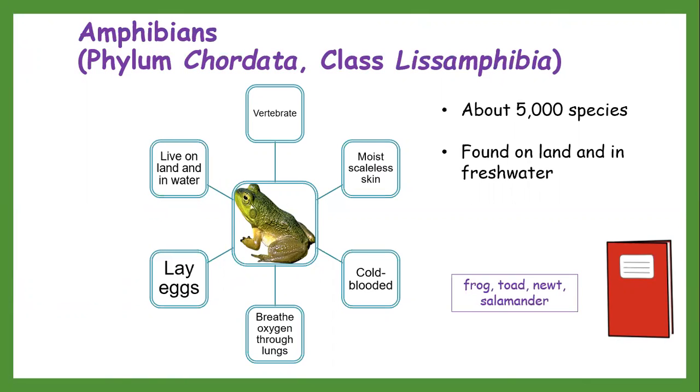There are about 5,000 species of amphibian, and they are found on land and in fresh water. So examples of amphibians are frogs, toads, newts, and salamanders. Okay, you might want to pause the video again now so you can make a few extra notes before pressing play and continuing.